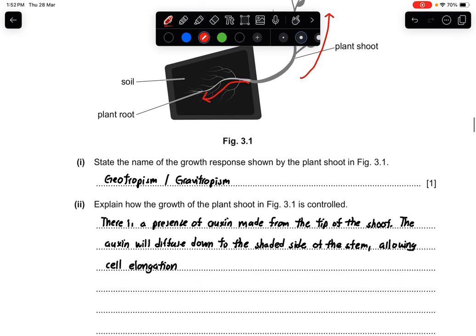Okay. Part 2. Explain how the growth of the plant shoot in figure 3.1 is controlled. This question has been repeated multiple times in past year papers. It is to show how this response is stimulated. And this response is stimulated by a hormone, auxin. Auxin is produced from the shoot tip. This is the first point, the tip of the shoot.